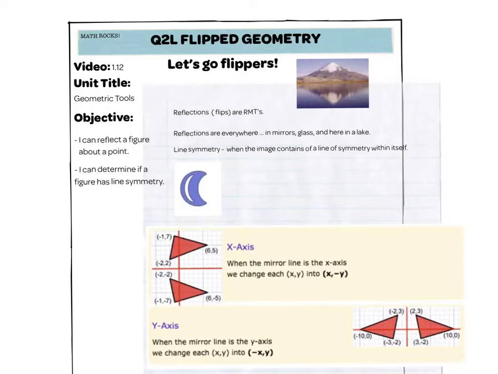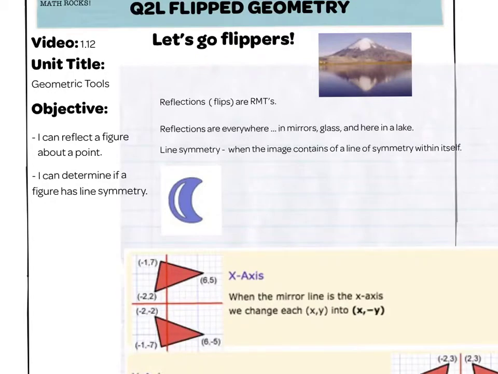The first thing you need to remember about reflections is that reflections, flips, are RMTs, and we talked about that in class already. So reflections are everywhere, in mirrors, glasses, and here in this beautiful lake that you see right here. So line symmetry is when the image contains a line of symmetry within itself.